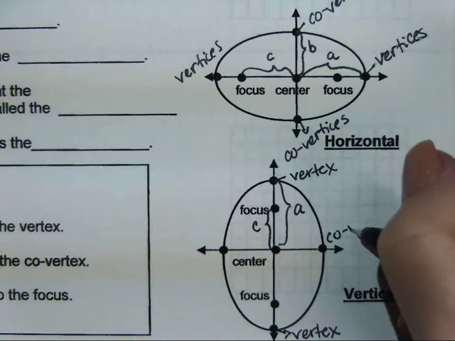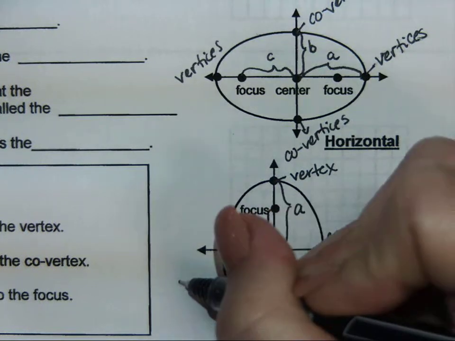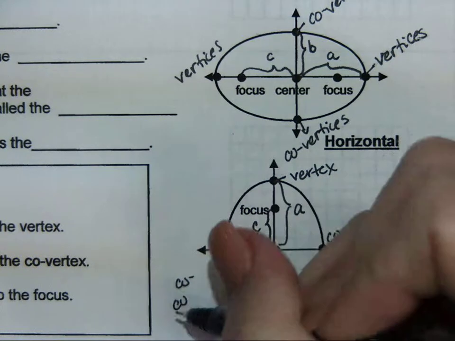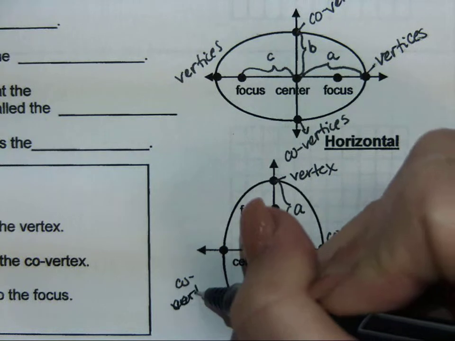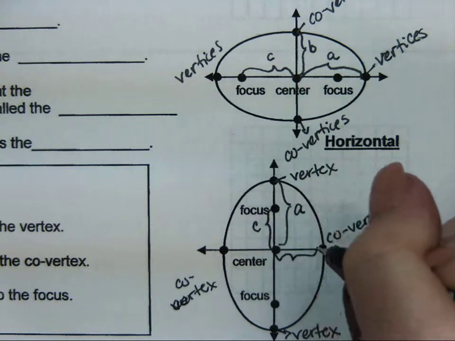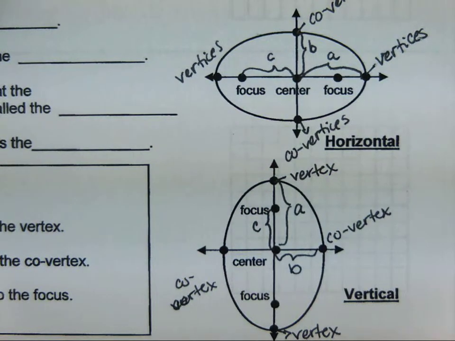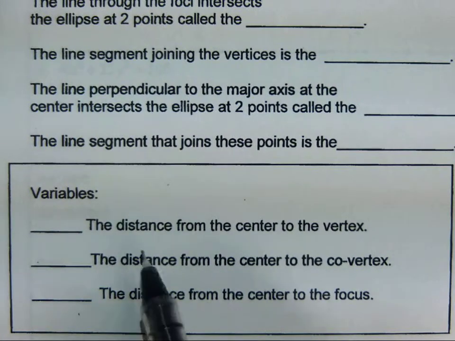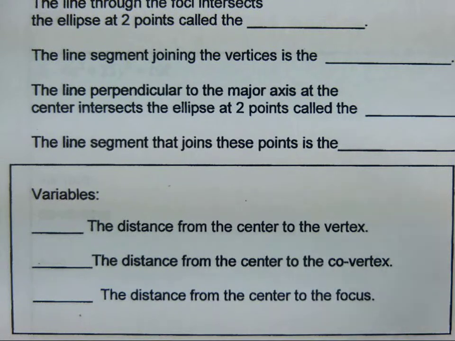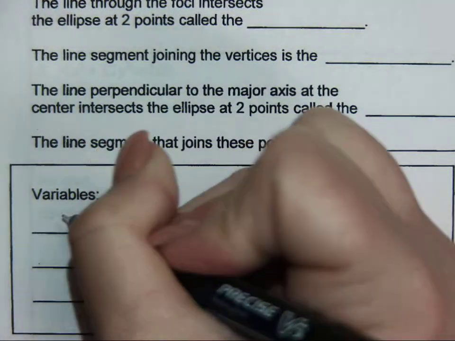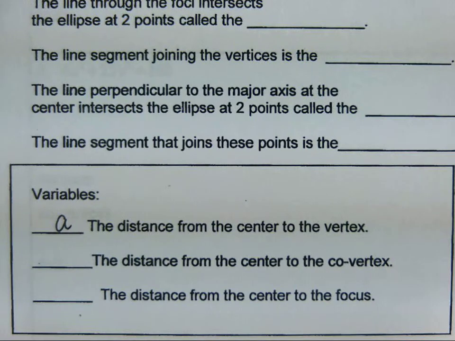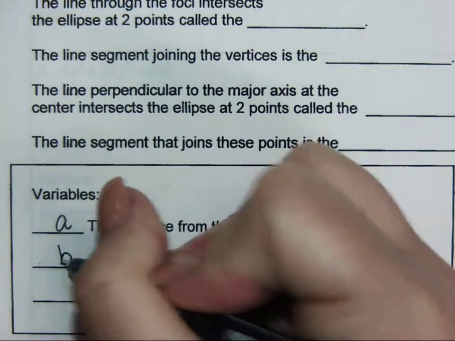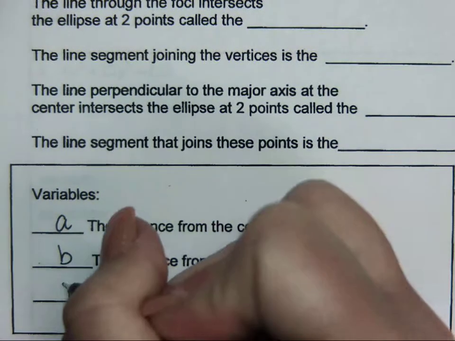And again, this is a covertex on the edge of the smaller axis. And that has a distance of b, just like it was on the horizontal axis. And so if you look over to the left, all right, we have these variables. And it says the distance from the center to the vertex, again, I've been already labeling some of these for you, is a. From the center to the covertex is b, and the center to the focus is c.